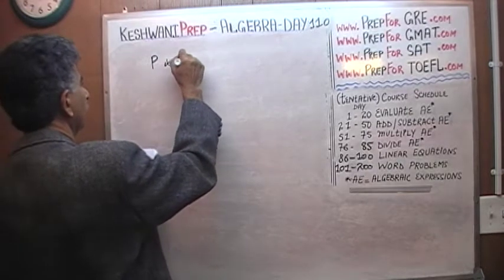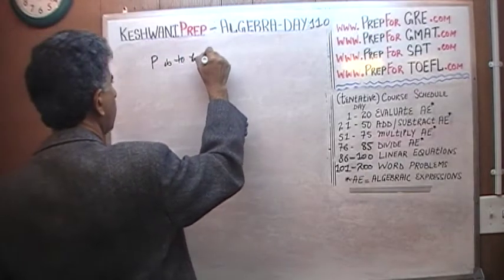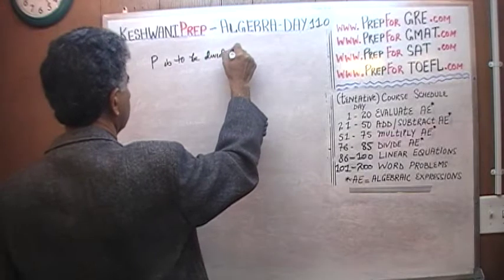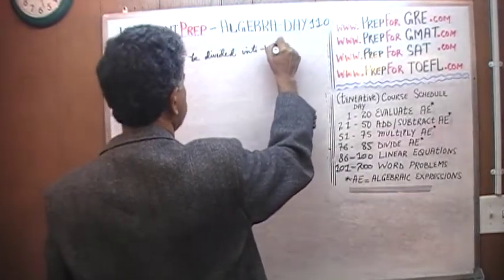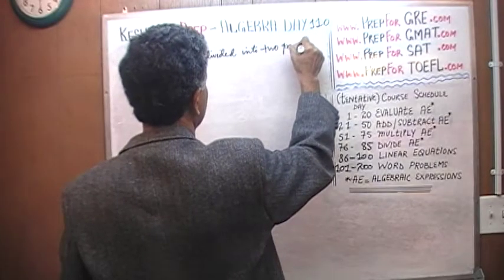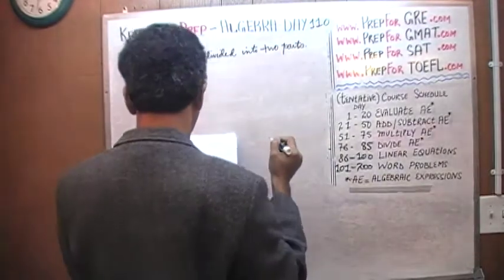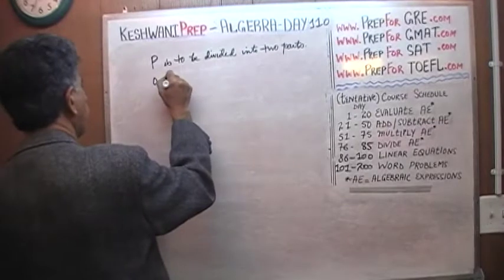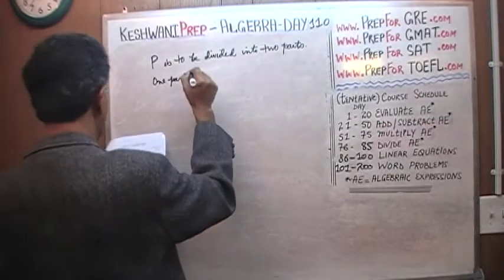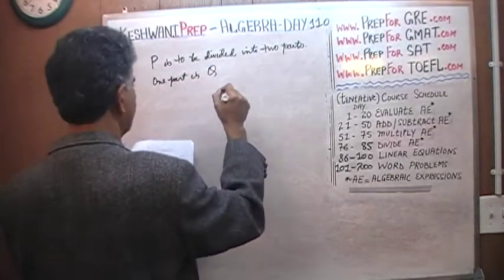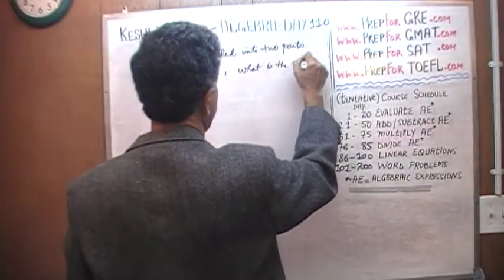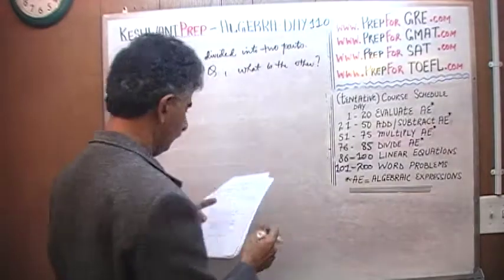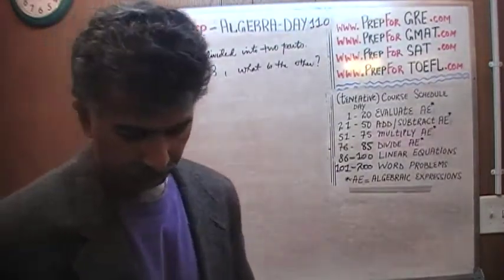P is to be divided into two parts. One part is Q. What is the other? That's all. Very simple question, very straightforward question.